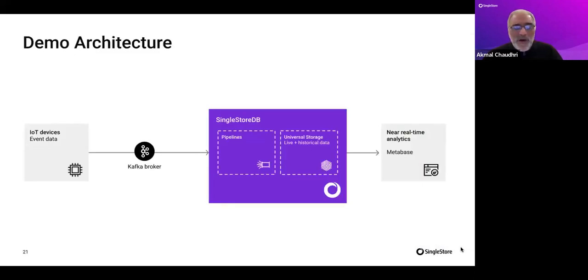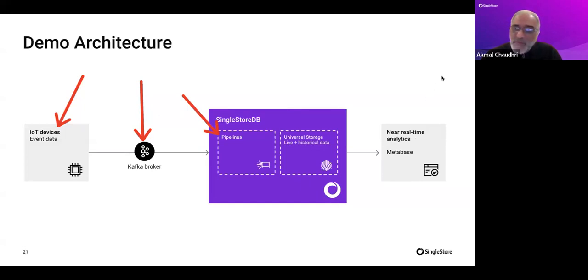And in terms of the demo architecture, you can see that this is kind of drawn from what I showed you a little bit earlier, but obviously because of time, we've simplified it somewhat. So I've got some event data that's being generated. I have a Kafka broker, which is acting as the means to be able to stream this in. I'm using pipelines here to connect to that Kafka broker. And at scale, I'm reading these event information in.